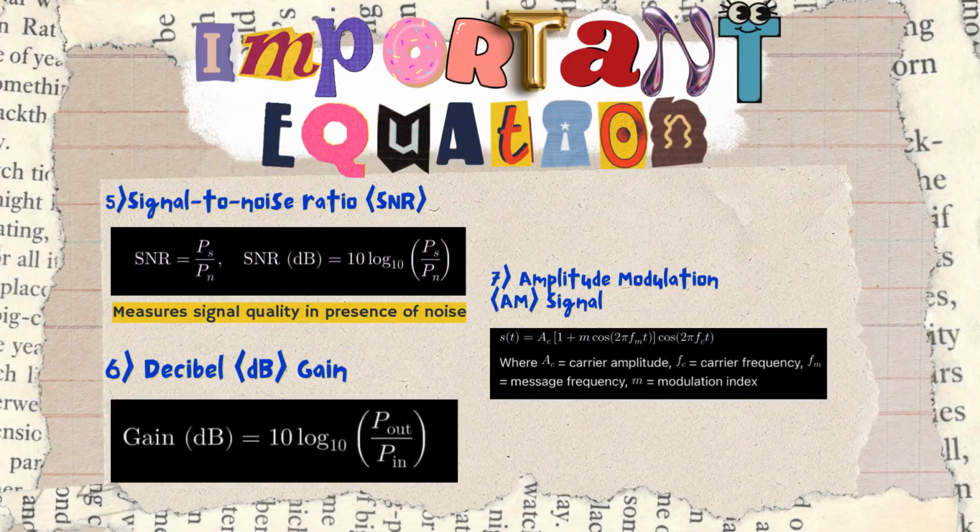Next is signal to noise ratio, or SNR. SNR compares the signal power with noise power. A higher SNR means better signal quality. Next is decibel gain. Gain in decibels shows how much a signal is amplified. It is calculated using output power over input power. Lastly is amplitude modulation, or AM. In AM, the amplitude of the carrier changes with the message signal. It is one of the basic modulation techniques in communication systems.